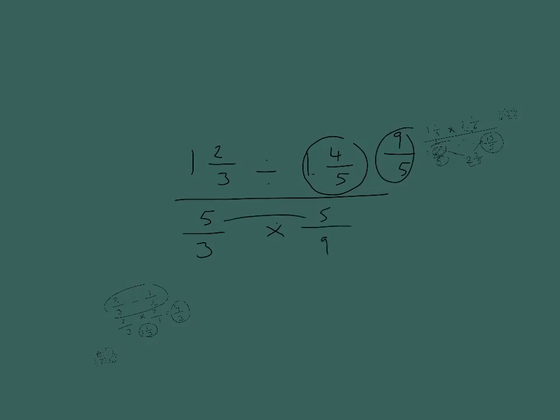Now 5 times 5 is 25. So put it here. 3 times 6 is 18. Can you cancel it even more? No. So the answer is 25 over 18. We do one more and then we're done for the day.